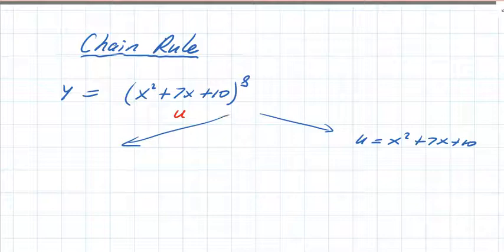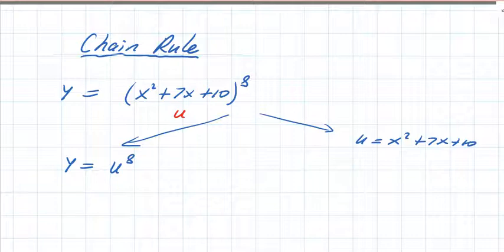So again, it's a divide and conquer type method. And over here we now have y is equal to u to the power of 8. So this inside the bracket has become u. So it's u to the power of 8, and the u is over here. So again, we're taking both parts of the question separately now.